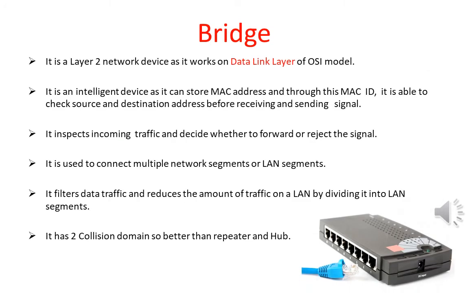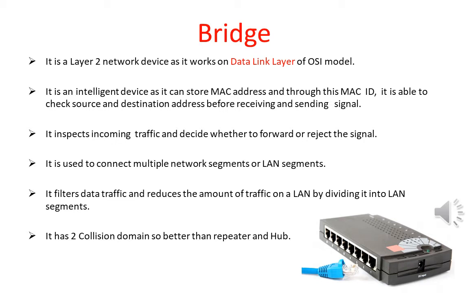So there is a high chance of collision occurrence. Bridge is a layer 2 network device as it works on the data link layer of the OSI model. Bridge is an intelligent device as it can store MAC addresses, and through this MAC ID, it is able to check source and destination address before receiving and sending a signal. It inspects incoming traffic and decides whether to forward or reject the signal.